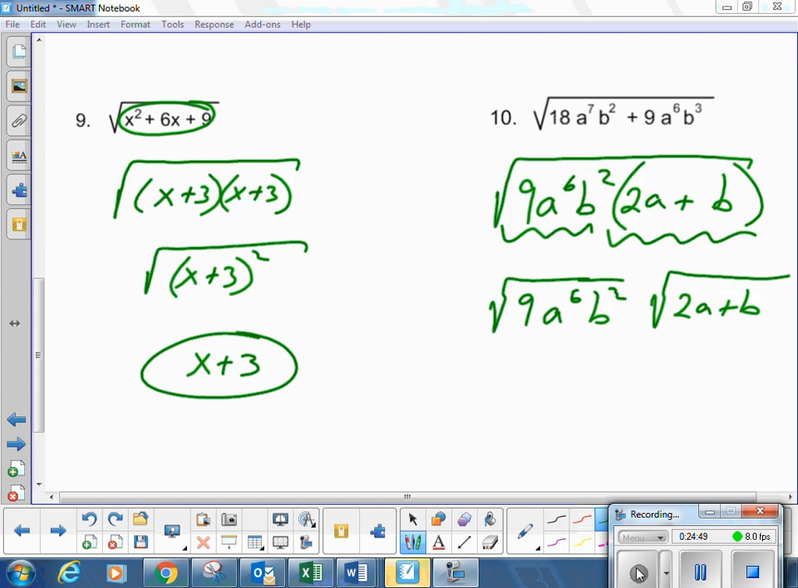Now, on the left-hand side, this radical turns out not so bad. I got 3. Square root of 9 is 3. A to the 6th becomes a to the third, right? I took half of 6. And b to the second becomes b to the first. So it ends up just looking like this.